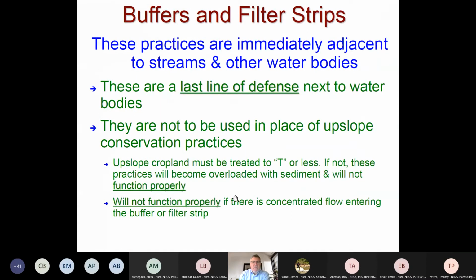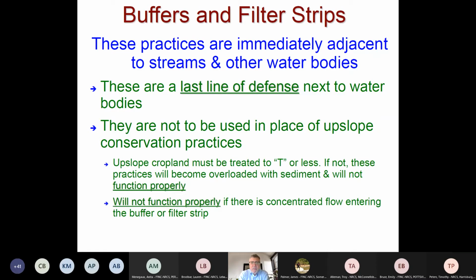Then finally, we have buffers and filter strips. These are vegetative practices immediately adjacent to streams and water bodies. They're our last line of defense to protect water quality from the sediment produced by erosion. They shouldn't be thought of as a substitute for practicing the upland conservation practices that we just reviewed. Otherwise, those slopes will create so much sediment if we have erosion upslope that they'll just overwhelm these buffers.